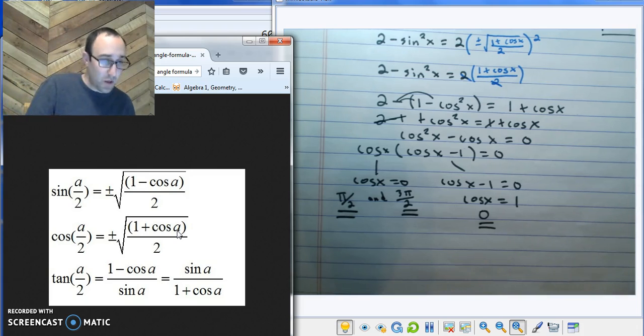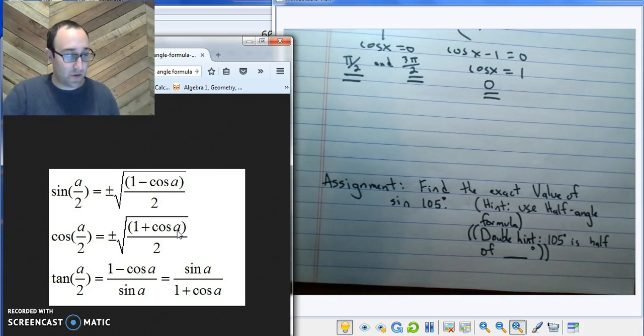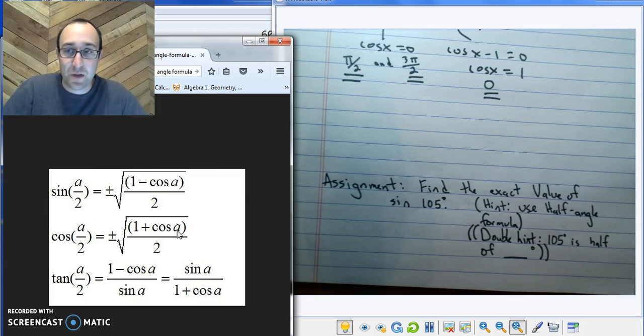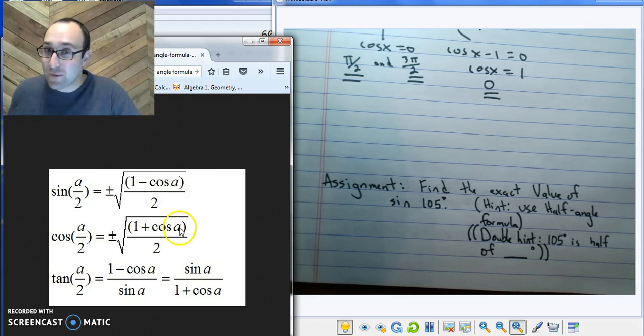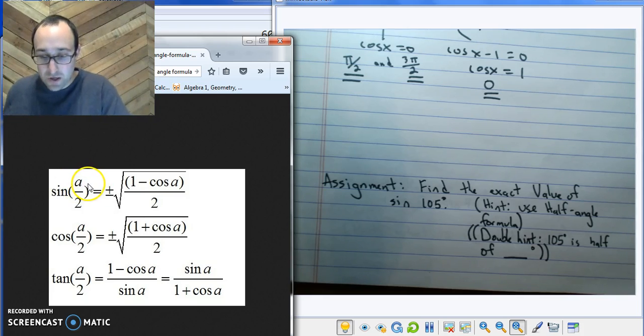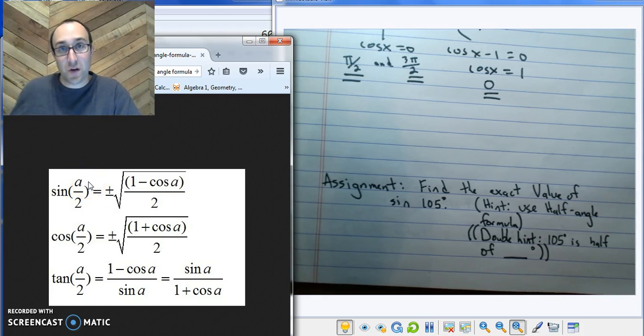All right, so here is your assignment. Find the exact value of sine 105 degrees. Here's what you should do. First hint, use the half angle formula. Here's a double hint. 105 degrees is half of what number? That number, whatever it is, after you find it, is going to be this a value, or in your book it is u. So use those numbers to figure out the exact value of sine 105. Good luck!